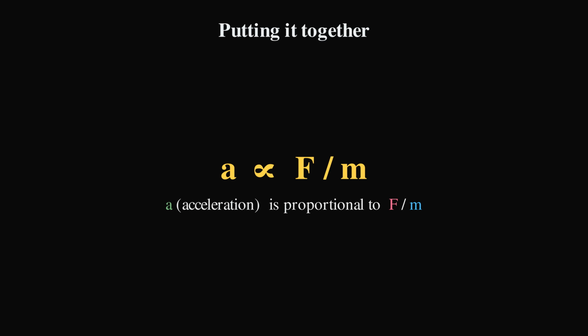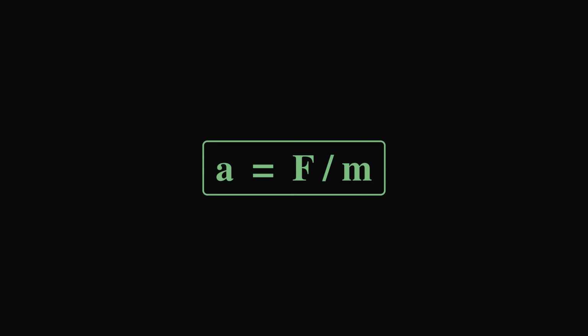Putting it together, a is proportional to F over m. The constant of proportionality is 1. So a equals F over m. Now real problems, free body diagram every time. F equals ma with free body diagrams.